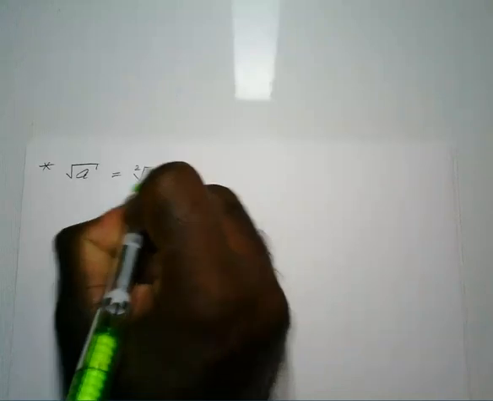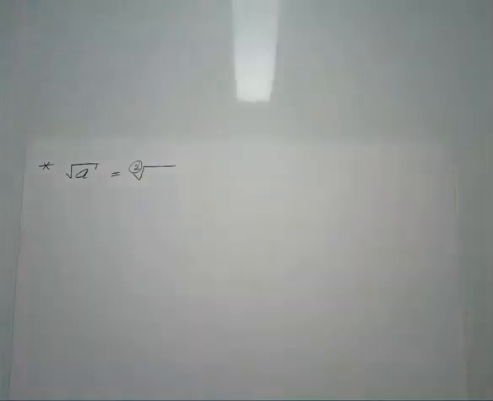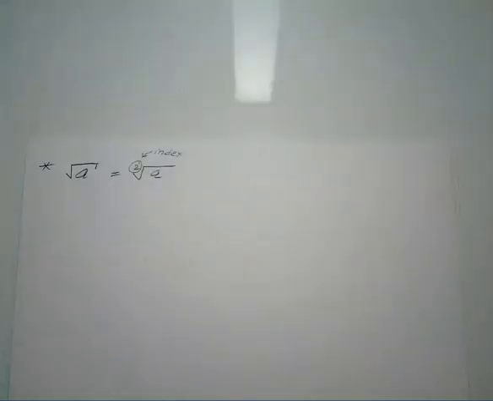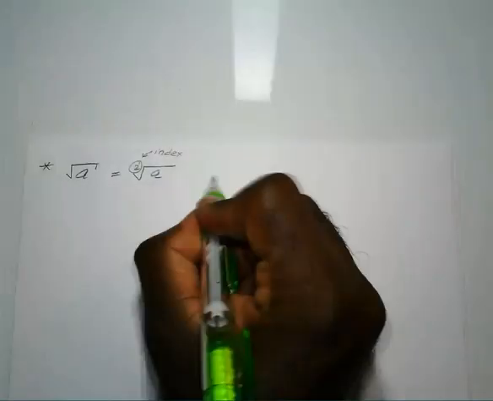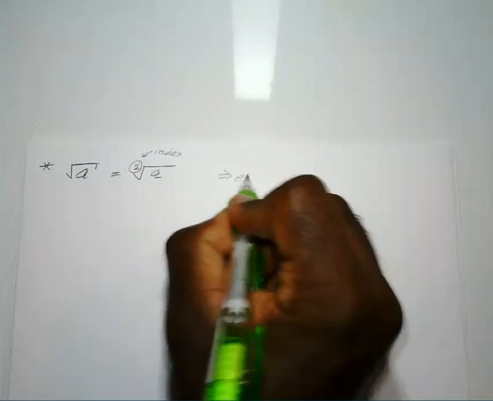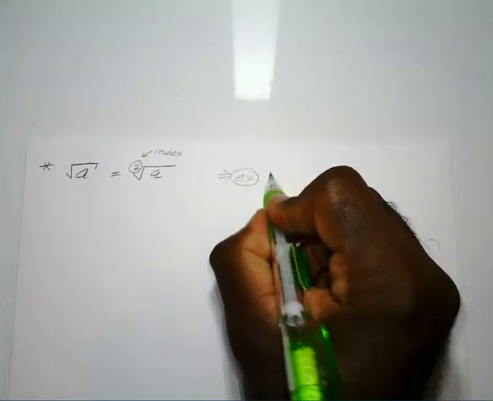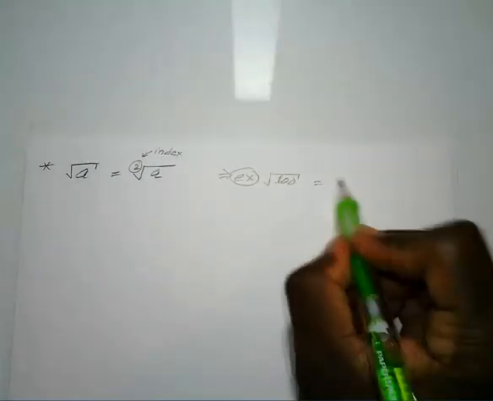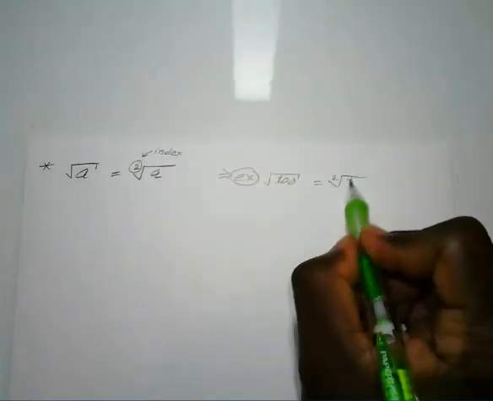Okay. Now, if we have a square root of a, then it's automatically assumed that your index is 2. So when there's no index, you automatically know it's a 2. For example, if you have square root of 100, then that's the same as an index of 2 of square root of 100.